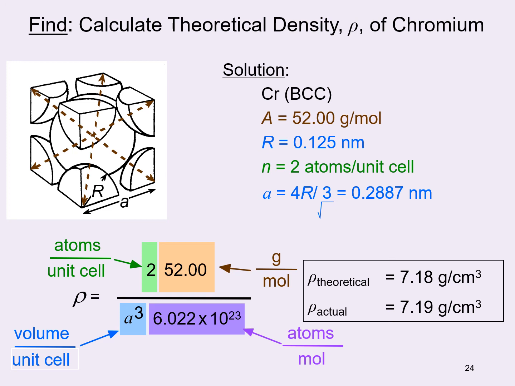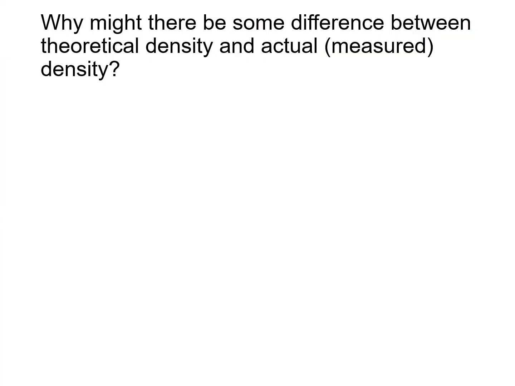and when you measure the density of this particular material, generally the value is 7.19 grams per cubic centimeter. Notice that these are not the same values. So why might there be some difference between the theoretical density and the actual measured density? There are probably many reasons, but I can think of at least 3 offhand.